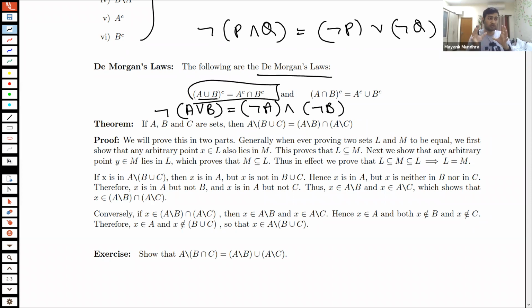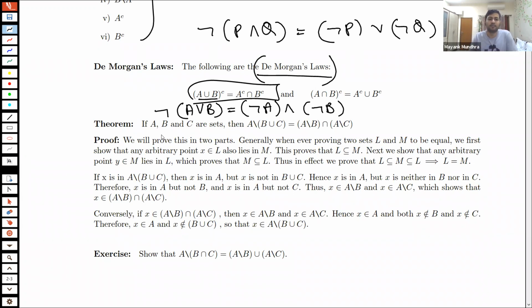So the De Morgan's laws of logic and sets are the same thing. That's why it's called De Morgan's laws. It's not that De Morgan gave two different laws, one for set theory and one for logic, because these two things are related. Logic is what defines sets. Sets are defined by logic. So the rules which apply on logic eventually apply on sets.